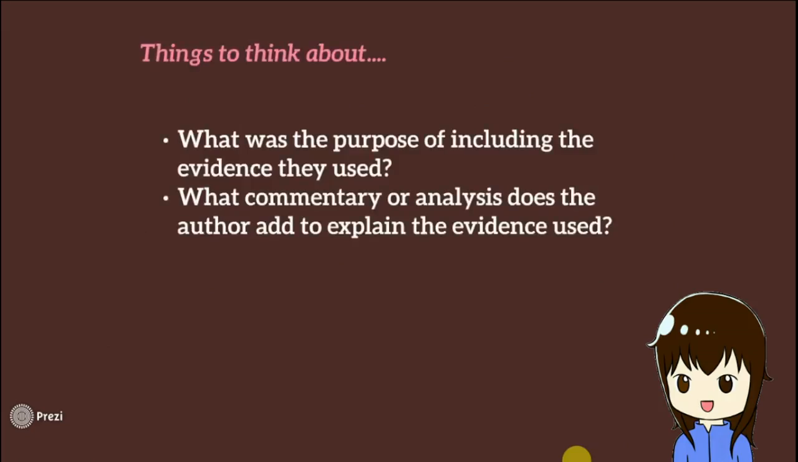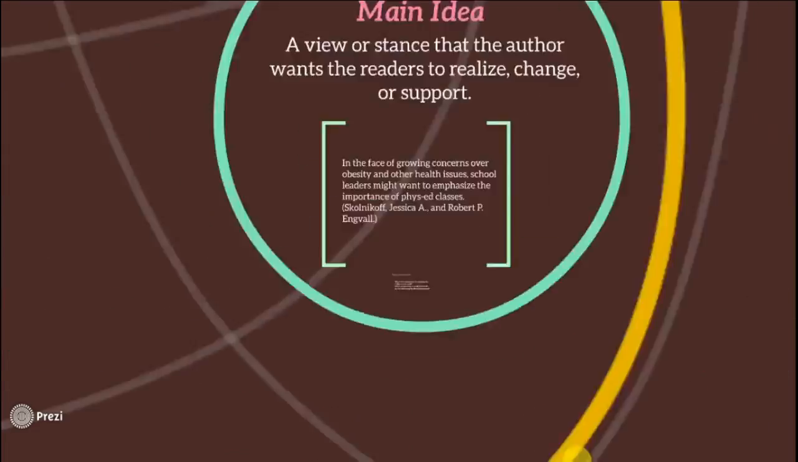Some questions to keep in mind when identifying the main idea are: what was the purpose of including the evidence they used? What commentary or analysis does the author add to explain the evidence used? Make sure not to confuse the main idea and author's argument. They may be similar, but the focus is different. The author's argument is focused mainly on the feelings and point of view of the author, while the main idea can be seen as something the essay/article contributes to the subject.